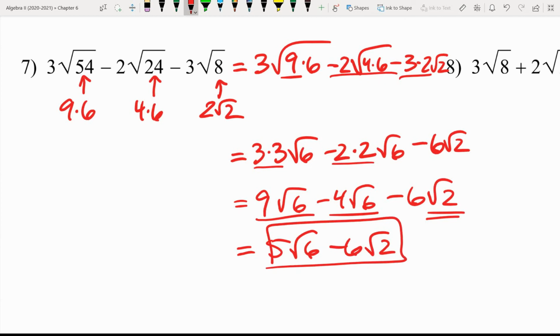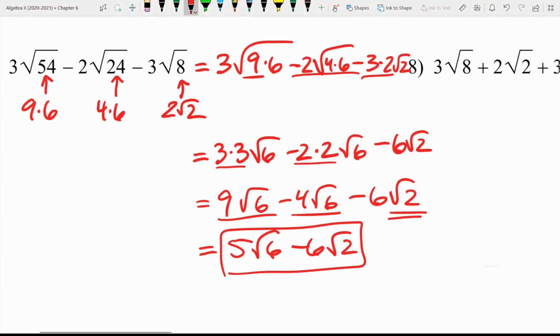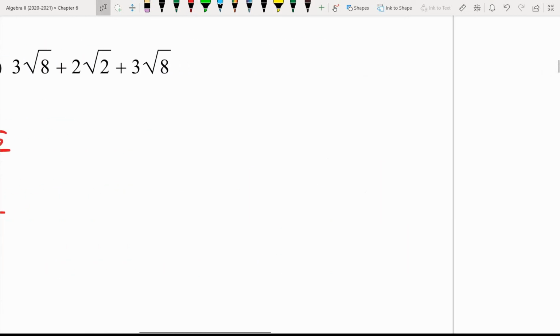So it's a little more complicated because I had to do a little bit with simplifying those square roots first, but once you do that, then things go together pretty nicely. Let's take a look at this one here.